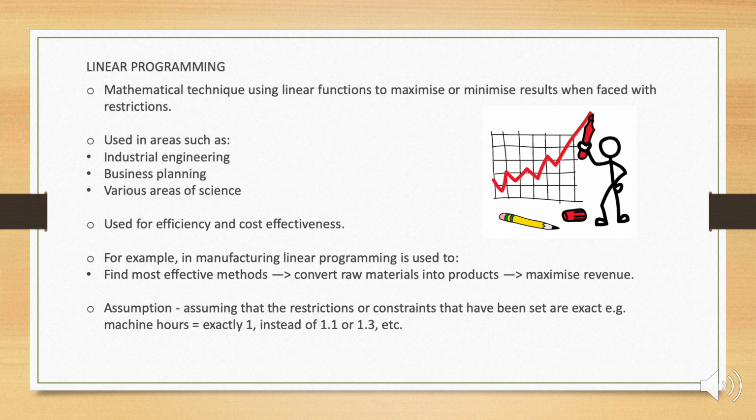their business model. For example, in manufacturing, linear programming is used to find the most effective way to convert raw materials into products in order to achieve maximum revenue in their business. An assumption that could be made when using linear programming is that the restrictions and constraints being set are exact. For example, the machine hours being 1 hour instead of 1.1 or 1.2.